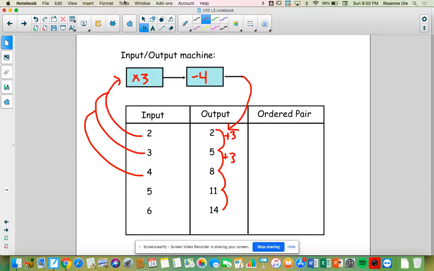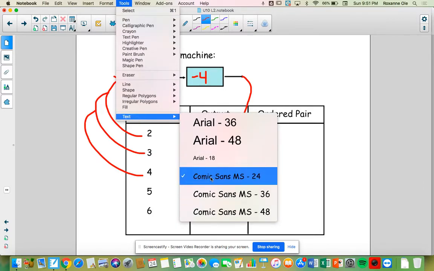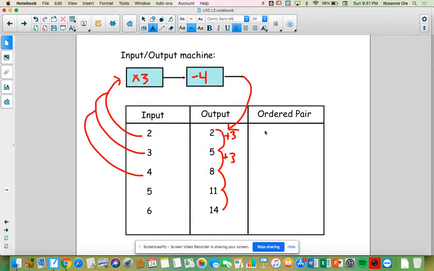Now, we're going to put the ordered pairs so that we could graph this. Input number is 2. The ordered pair would be 2. Output number is 2, so 2 and 2. Next one, 3 and 5. Next one, 4 and 8. Always put the brackets around it. Next one, 5 and 11. And the last one, 6 and 14.